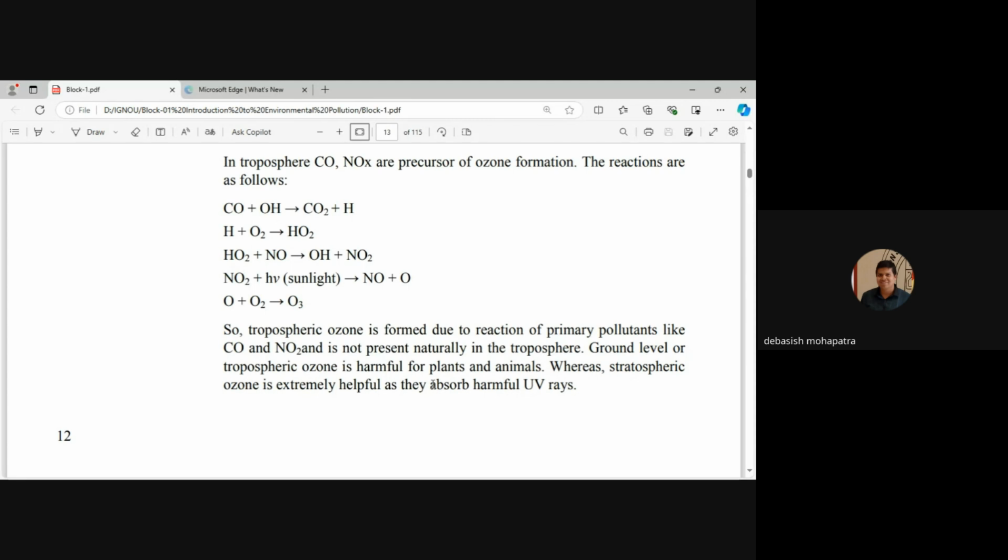So ozone, you can say, is a double-edged sword. When it is in the higher atmosphere, it is good for us. When it is in the lower atmosphere, then it is bad for us.